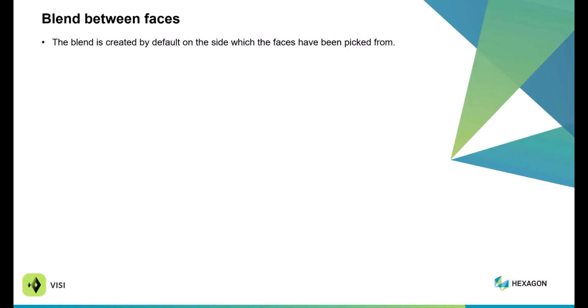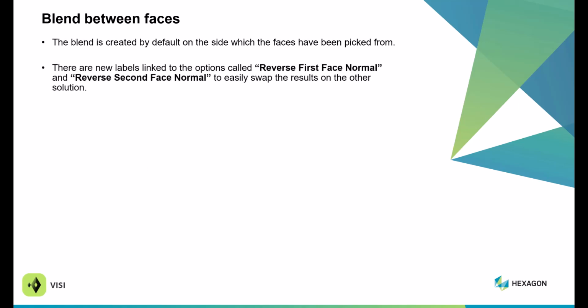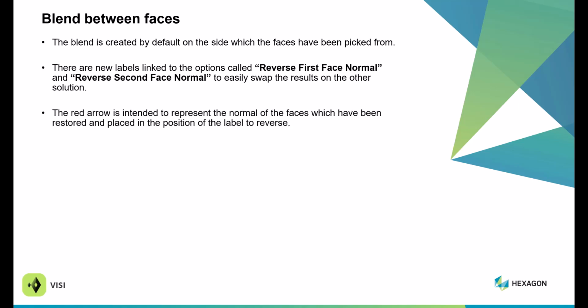Blend between faces. The blend is created from the default side the face has been picked from. So there's also a quick little toggle option to reverse both the first face and the second face within the interface. So no longer do you have to go to the Advanced tab to check and uncheck those boxes. So there is a red arrow that is intended on being the normal face, which has been restored to a point.